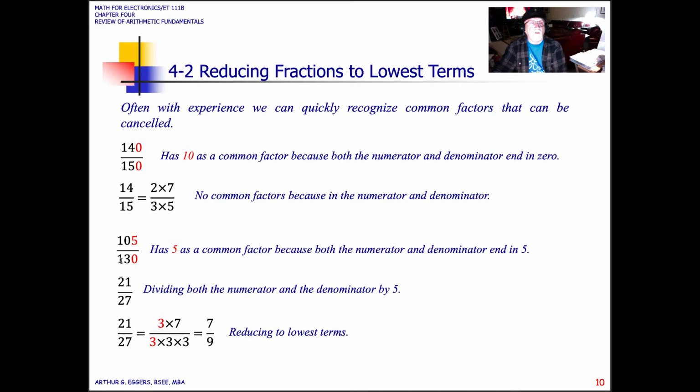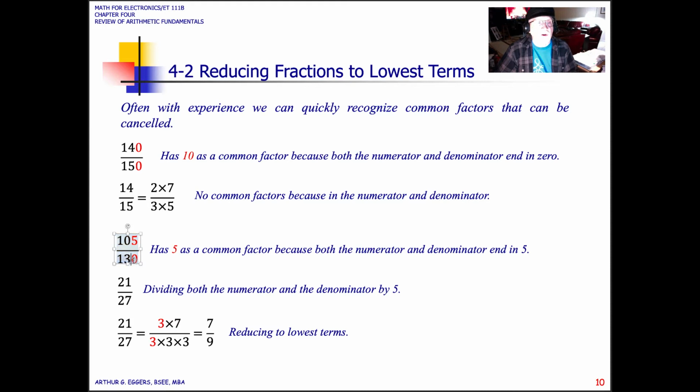105 over 130. Okay? I think I've got this one wrong. This should probably be 135. We could cancel out the 5s. So I'll have to look in the textbook on that. Verify that for me, okay?